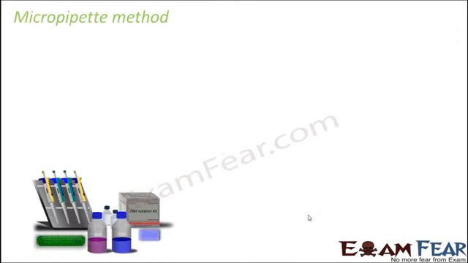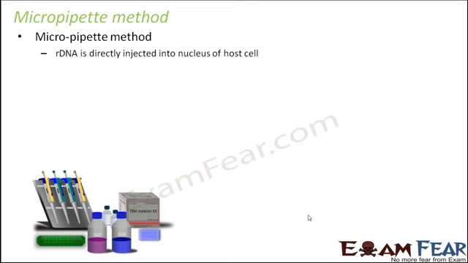Now let us look at the third technique, which is the micropipette method. So what happens in the micropipette method? In this method, micro means very small, and a pipette is like an injection kind of a thing. You would have seen it, for example in your nasal drops or any other drops, the dropper, right? How it looks like. That's a pipette. So a very small pipette is used to directly inject recombinant DNA into the nucleus of the host cell.